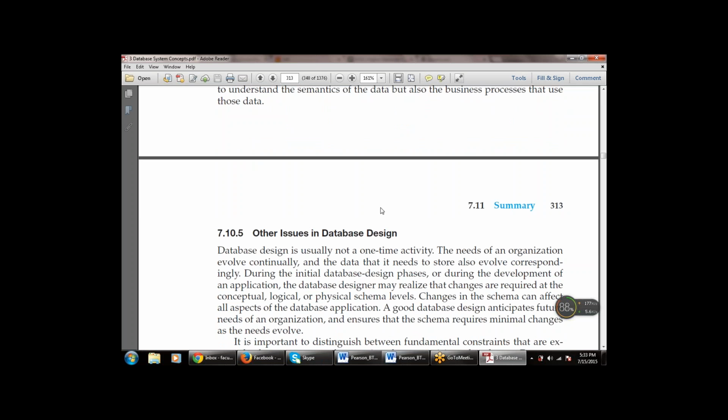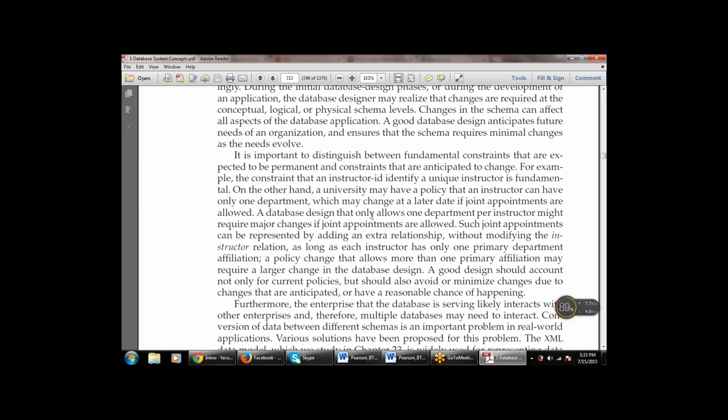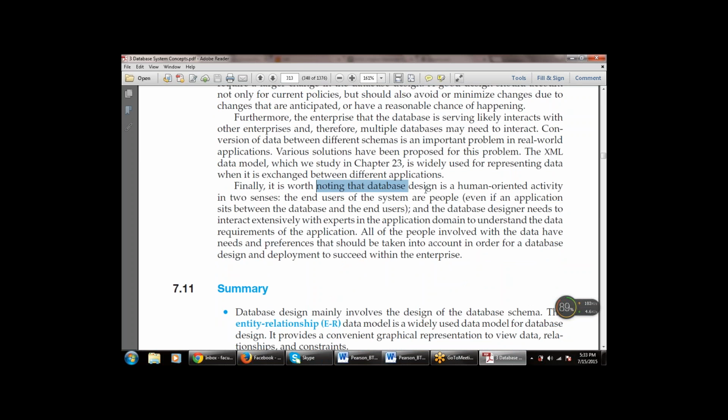Now what other issues are there in database design? Database design is usually not a one-time activity. The needs of an organization evolve continually, and the data that it needs to store also evolves correspondingly. So it is very important to differentiate the various schemas, various diagrams, various role models that will be used in the database schemas. And finally, it is worth noting that database design is a human-oriented activity in two senses. So why is it approached as a human-oriented activity? Because it is used in two senses.